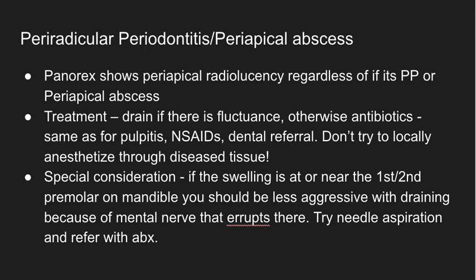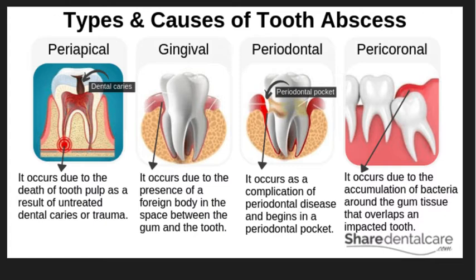Special considerations for this. If this happens to be occurring near the first or second premolar on the mandible, you should try not to be quite as aggressive because there's a mental nerve that emerges near there. So just try needle aspiration with that and give them antibiotics and referral. This is just a diagram showing you on the far left there's periapical abscess, showing you it forms near the apex of the tooth down at the root.